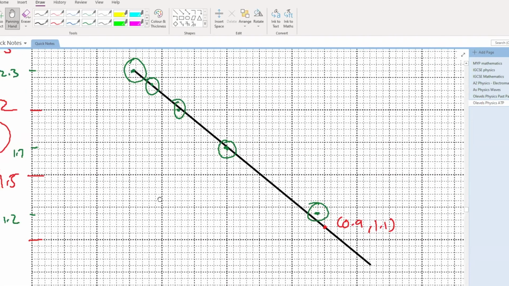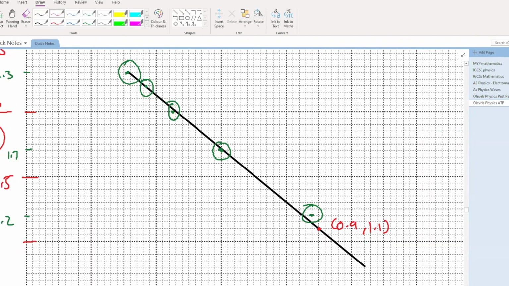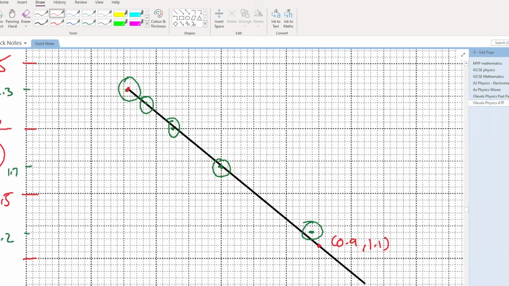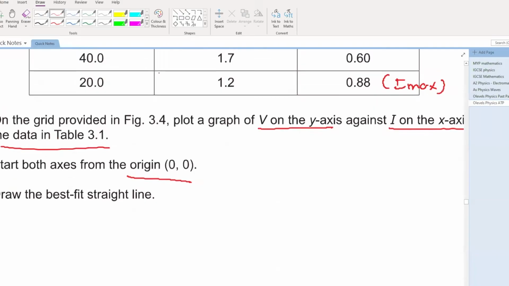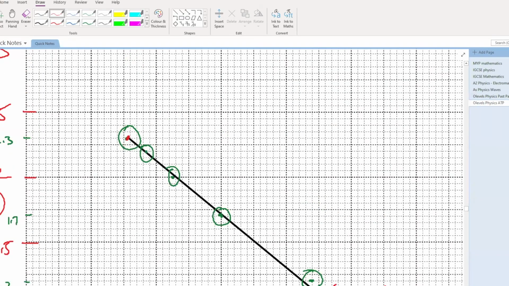Hmm, which one can we choose here? We can choose the starting point because the line is passing through this starting point. Let's choose this point as well. This point was 2.3 and 0.31. ठीक है, 2.3 and 0.31. So you have your 2 points.